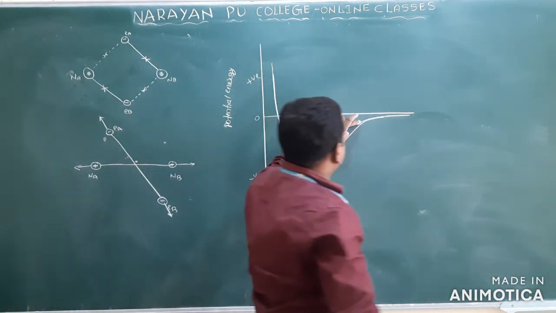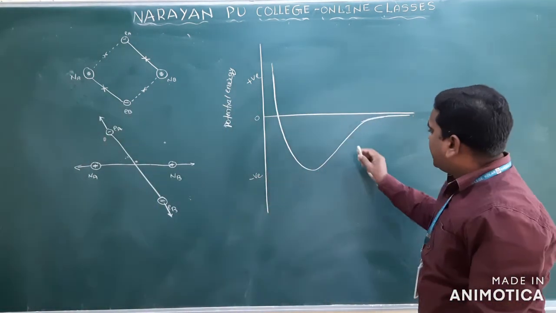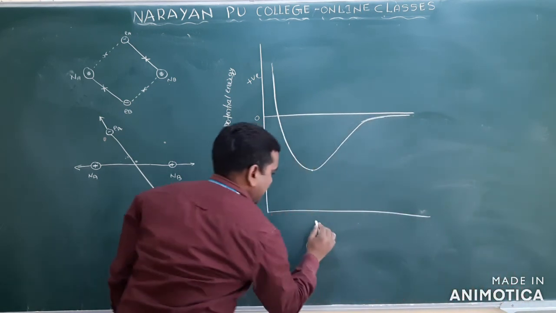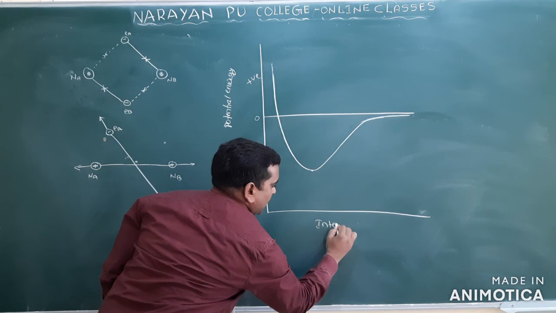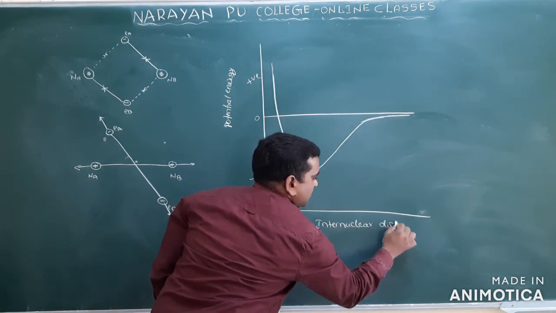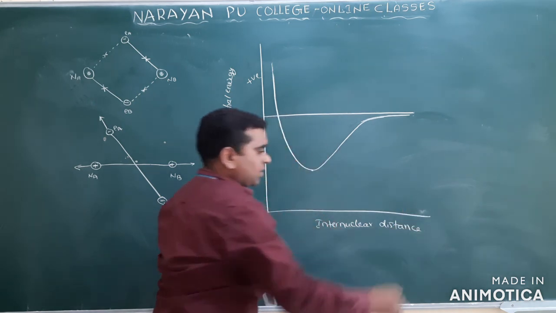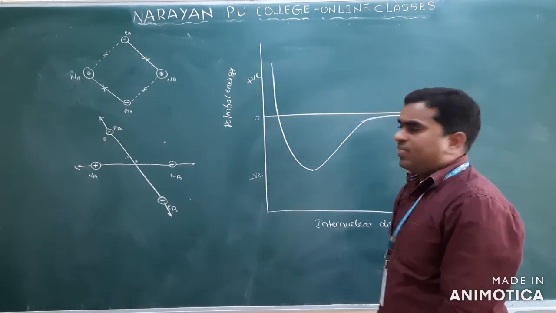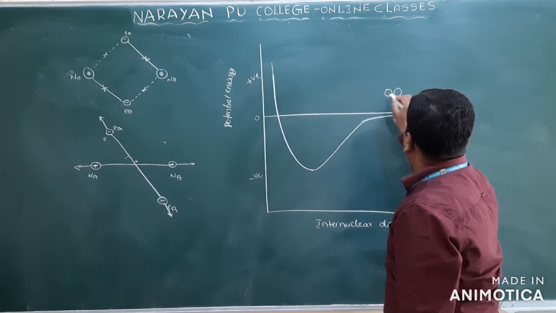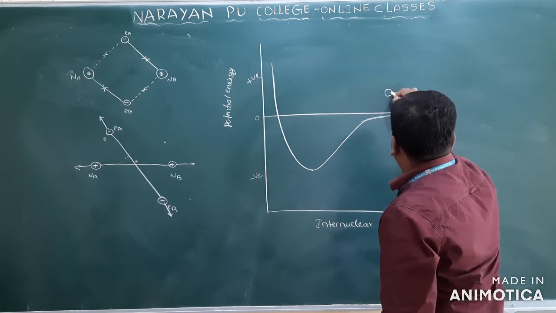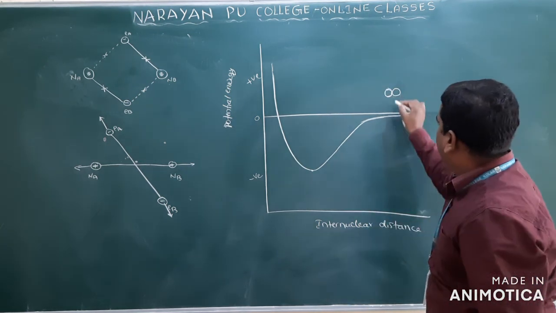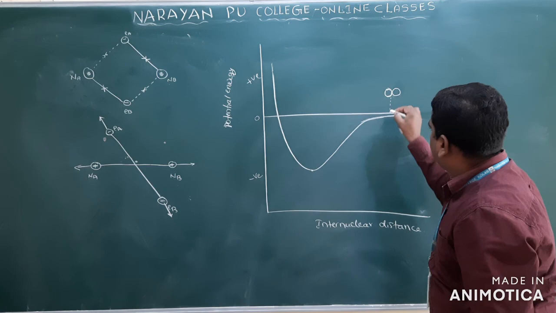Let us see this diagram once. So what happened here? First of all, this is the minimum. Then here, on the x-axis we will take the internuclear distance. Clear? See now, what happened in this case? First of all, two hydrogen atoms. This is one hydrogen atom and this is one hydrogen atom. They are approaching each other at this point. They are approaching each other.